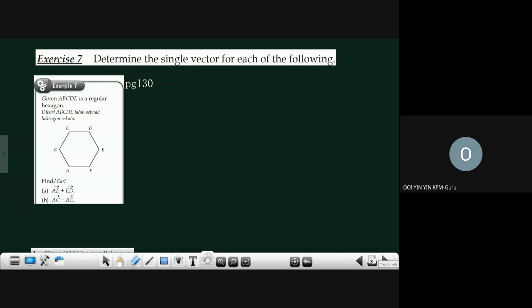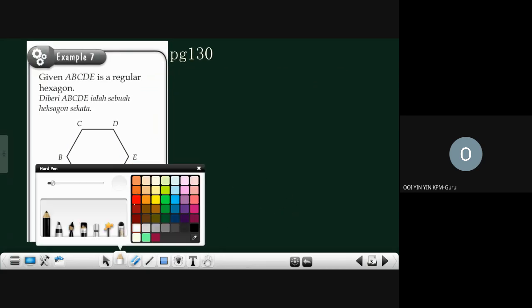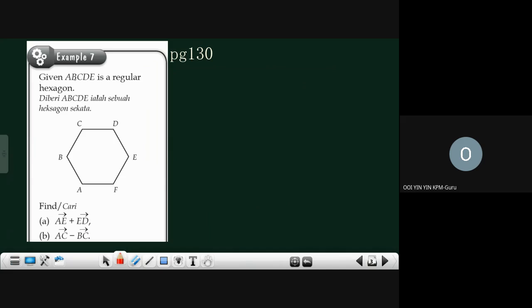Okay, we go to a very simple question first. Determine the single vector for each of the following. That means they want AE plus ED, and then they want to find the single vector. So we have to look at the diagram. Let's look at it, make it bigger so you can see. Given that it is a regular hexagon, find AE plus ED. Take a look at where your AE is, AE plus ED.